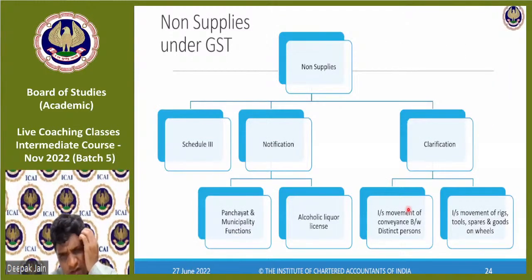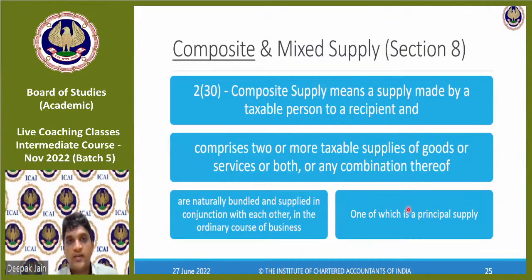Interstate movement of rigs also. So any interstate movement of rigs, tools, spares, and goods on wheels is treated as non-supply under GST. Now, composite and mixed supply. We understood supply. Now, what is the meaning of composite supply? Simple. When I do any transaction, I don't do one thing. I could be involved in two or more things. The taxability of that is specifically mentioned under Section 8. Section 8 defines the taxability of composite supply and mixed supply.